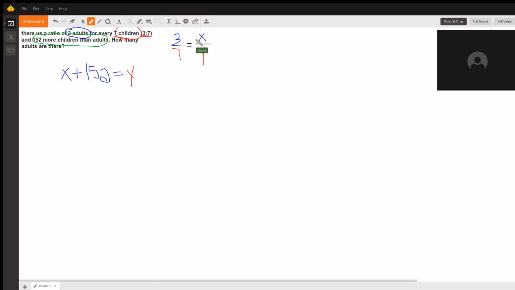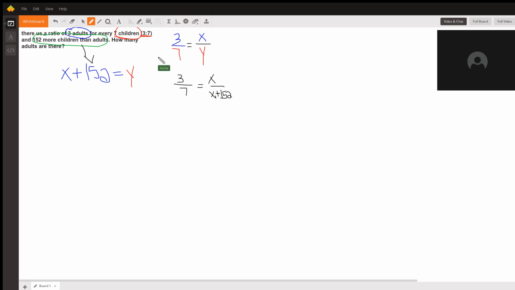Now we have one equation and 2 variables. We need this to be something in terms of X, which is why you came over here and did this equation here. So now you can replace your Y with X plus 152 because that's what you got from this sentence here.